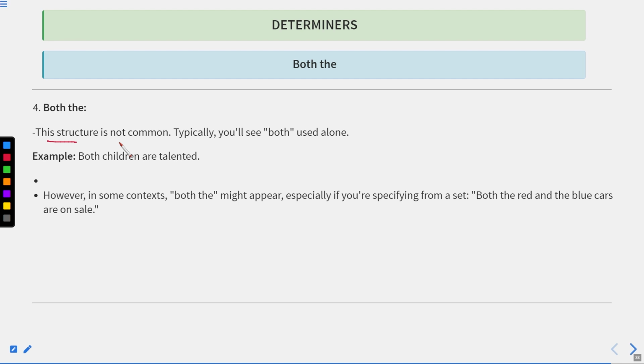Now, both the structure is not common. Typically you will see both used alone. Both children are talented, or both the children are talented. However, in some contexts both the might appear, especially if you are specifying from a set. Both the red and the blue cards are on sale.